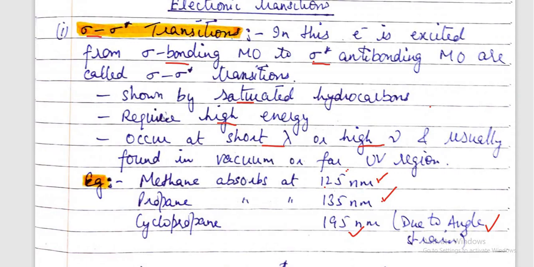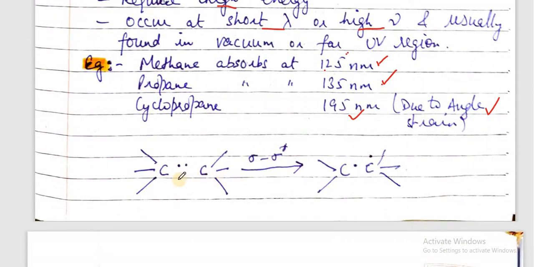It can be shown as follows. This is a single bond, with 2 electrons forming the single bond, and one of these electrons is shown here, which gets excited to a higher level, that is, the anti-bonding orbital.